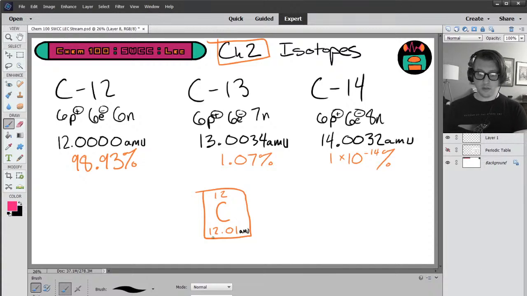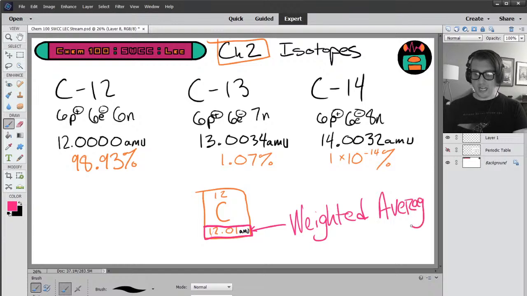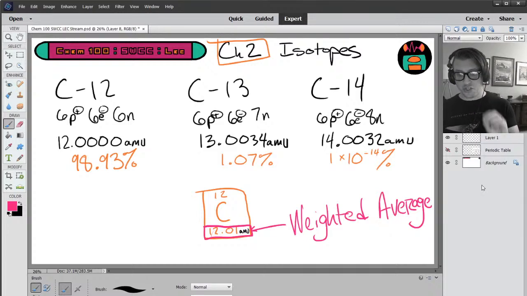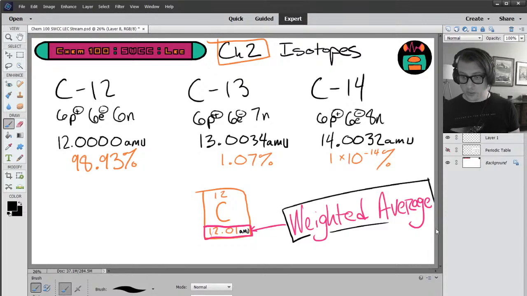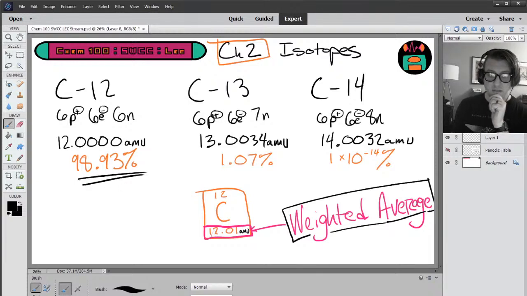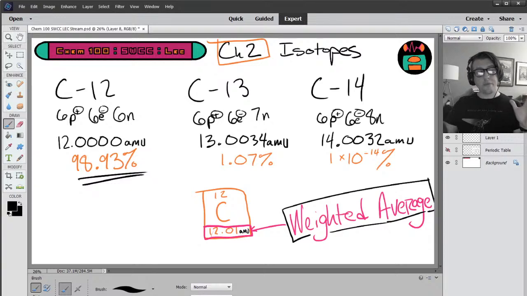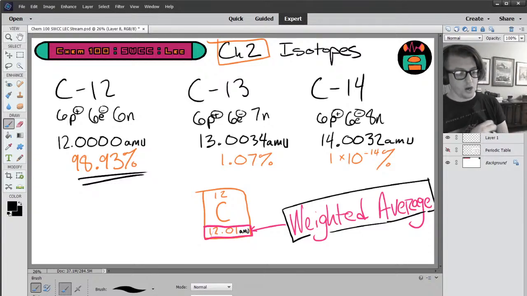So this number that we get on the periodic table is not a pure average. This is what we call a weighted average. It takes into account the natural abundance of each isotope in nature. So that's the reason why this number is closer to 12 than it is to 13 or 14. It's simply because carbon 12 is 98.93%. Almost all carbon out there is carbon 12. So the average, when you take that natural abundance into account, is closest to 12.